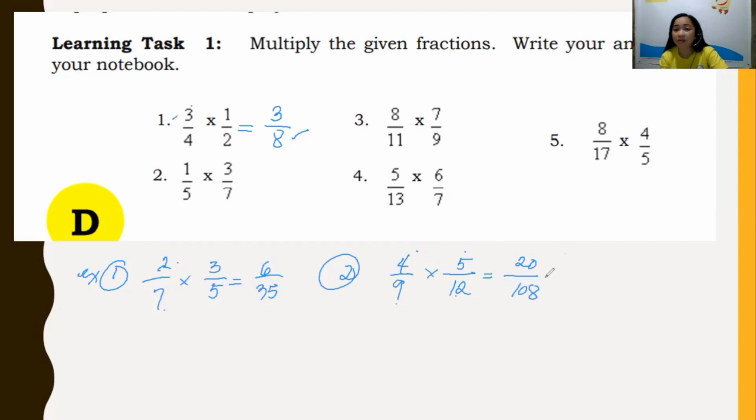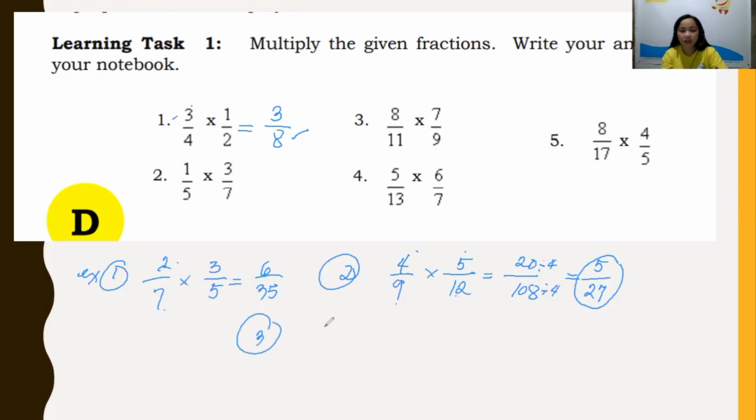So they can both be divided by 4. So let's divide 20 by 4 and 108 by 4. But make sure na isang number lang yung gagamitin na divisor, or it is the greatest common factor of the numerator and the denominator. So 20 divided by 4 is 5. And 108 divided by 4 is 27. So the answer is 5/27.